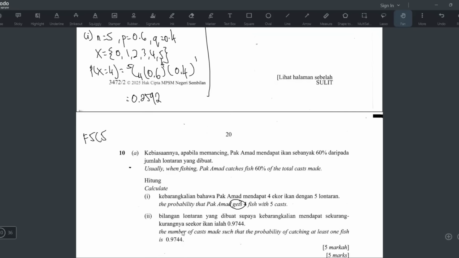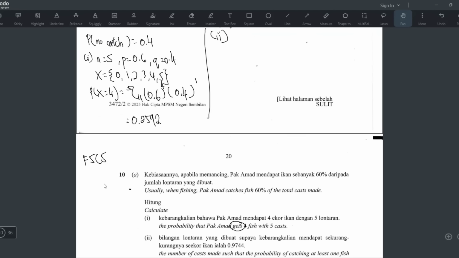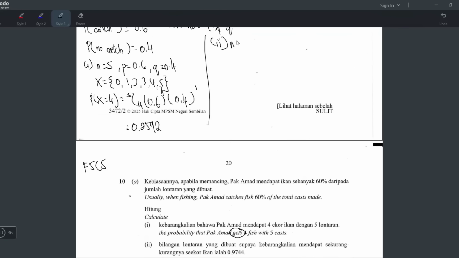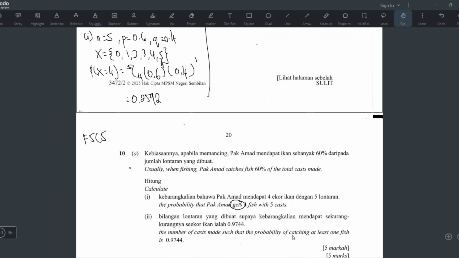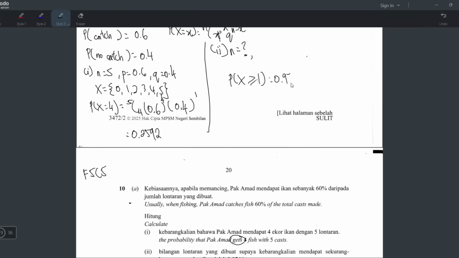Okay, so let's read. Calculate the number of casts made such that the probability of catching at least one fish is 0.9744. Okay, that means the n is unknown. Yeah, the n we want to find, sebab dia suruh cari bilangan lontaran. It means the n we don't know. And then they give you the probability of catching at least one is 0.9744. So I'm gonna leave some space here and then write P(X at least, bigger or equal to 1) equals 0.9744.